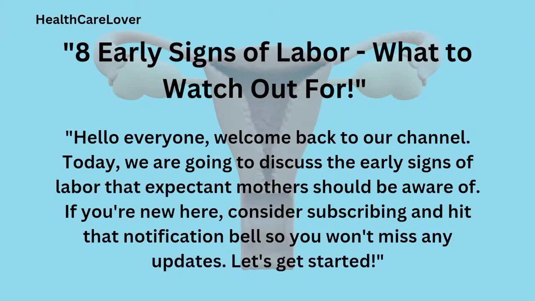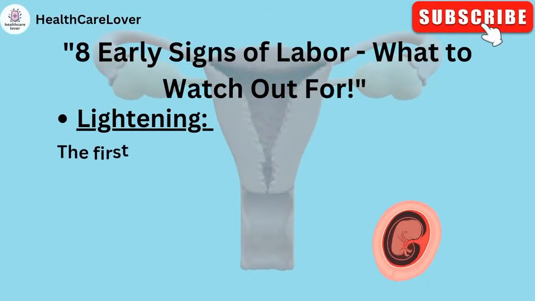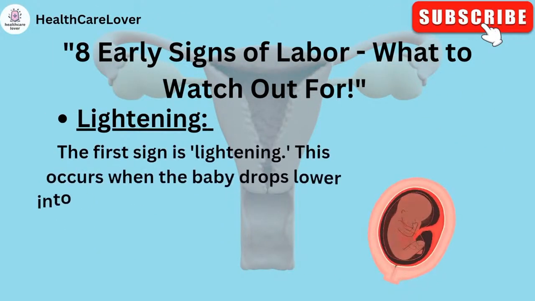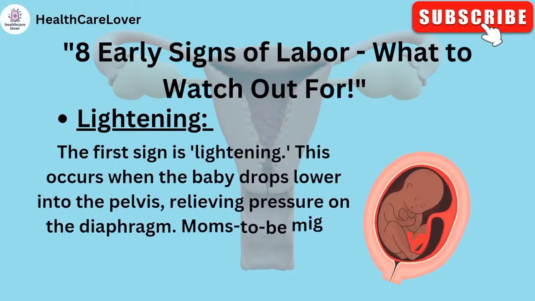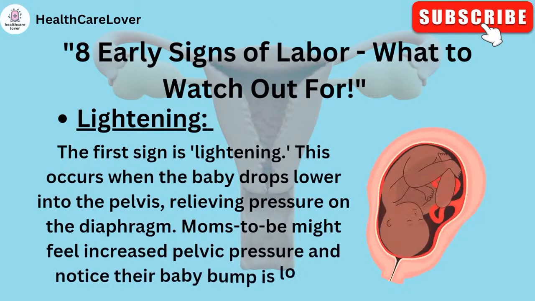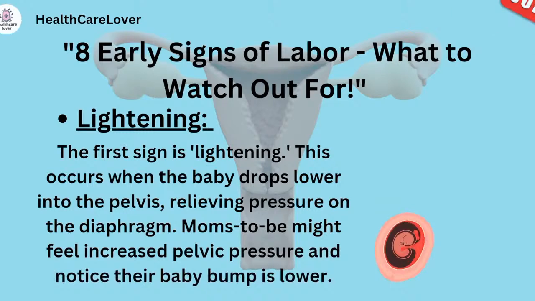Let us get started. The first sign is lightening. This occurs when the baby drops lower into the pelvis, relieving pressure on the diaphragm. Moms-to-be might feel increased pelvic pressure and notice their baby bump is lower.